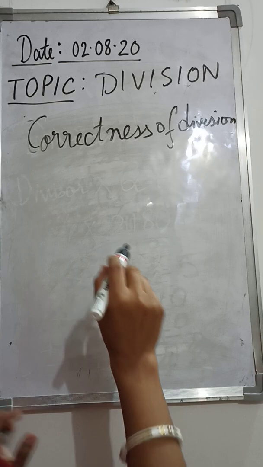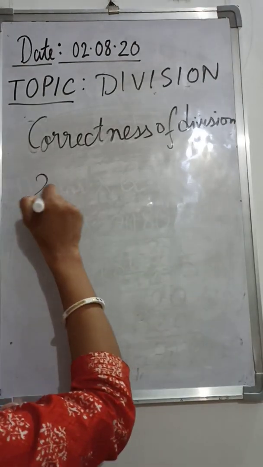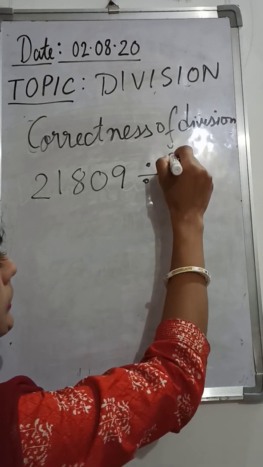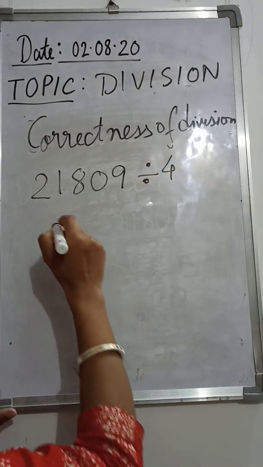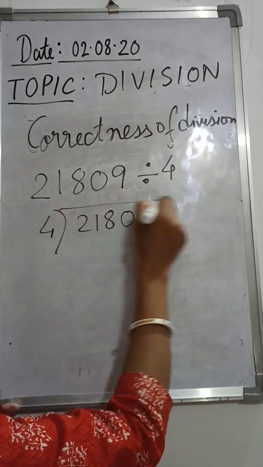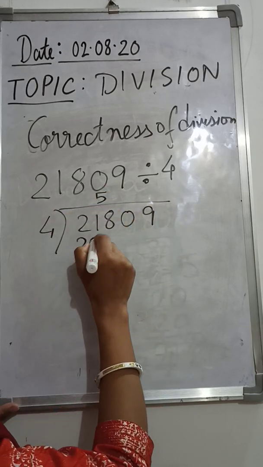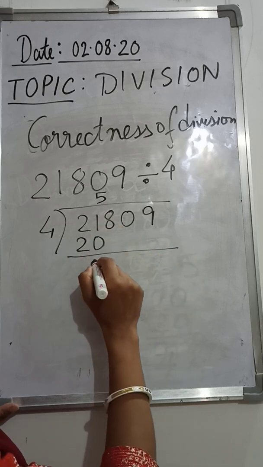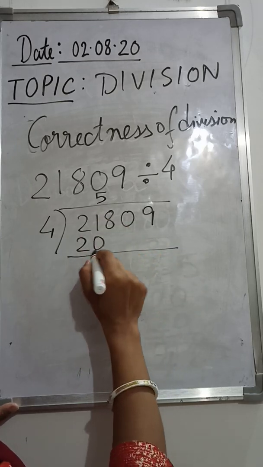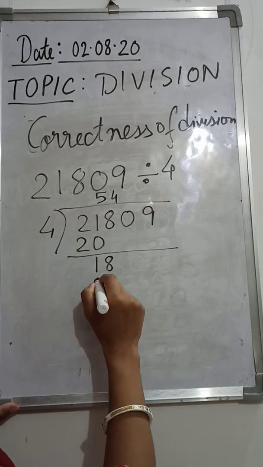So let me take a number first. Suppose I am writing a 5-digit number, 21809, and then I am dividing with a single digit number 4. So let me start the division. As you already know how to divide the number, 4 times 5 is 20. Then in subtraction, 1 and 0, I get a 1. I bring the 8 down, it becomes 18. So 4 times 4 is 16.